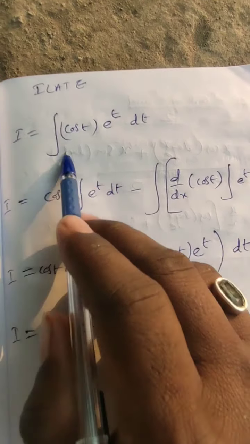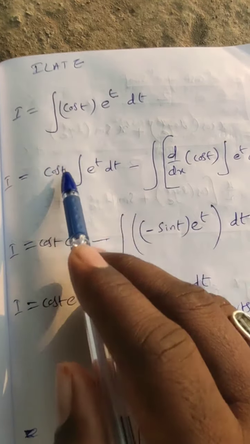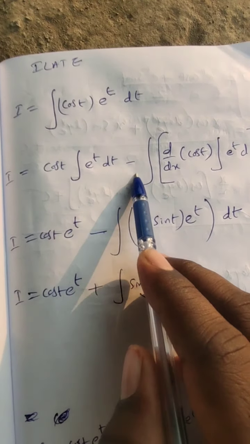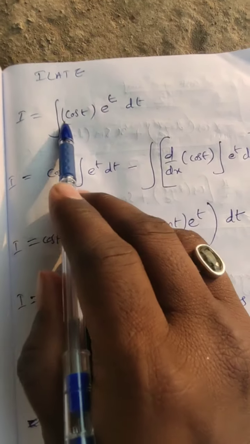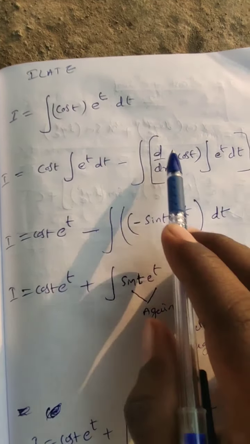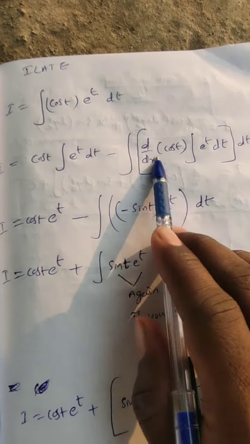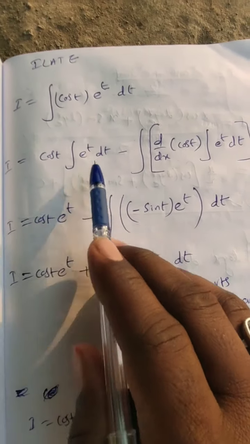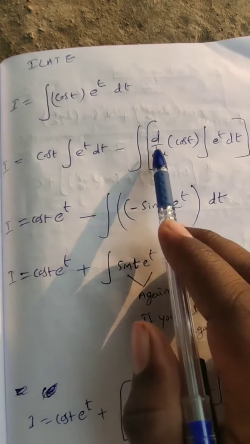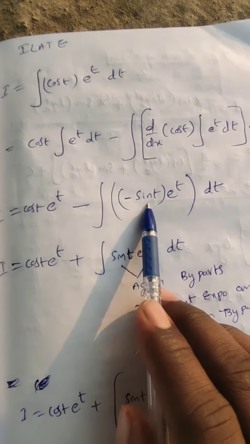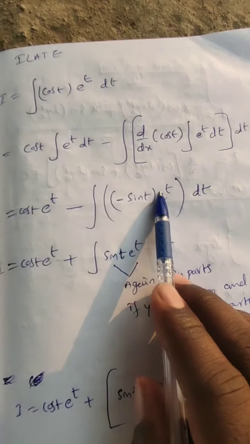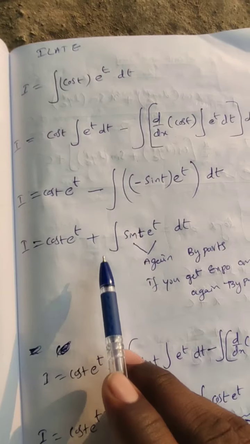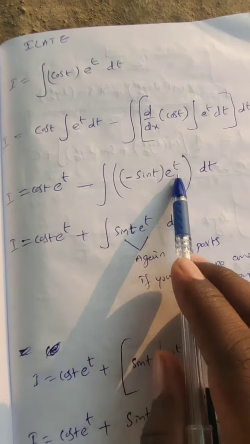Now I is equal to integration of cos t e power t dt. The first function will be outside, integrate the second function e power t dt, minus integration of the differentiated first function and the integrated second function; the product should be integrated. So I is equal to cos t, integration of e power t is e power t, minus differentiation of cos t is minus sin t and integration of e power t is e power t dt. So minus into minus is plus. I is equal to cos t e power t plus integration of sin t e power t dt.